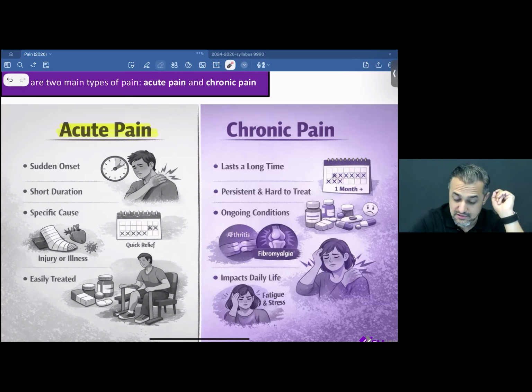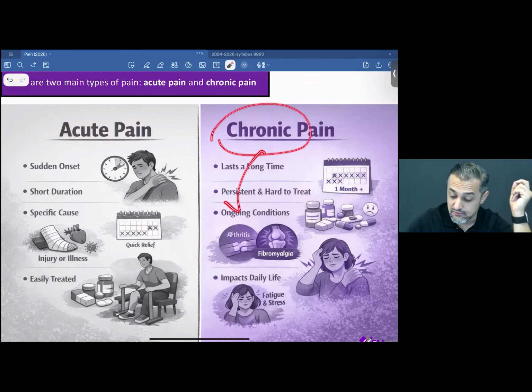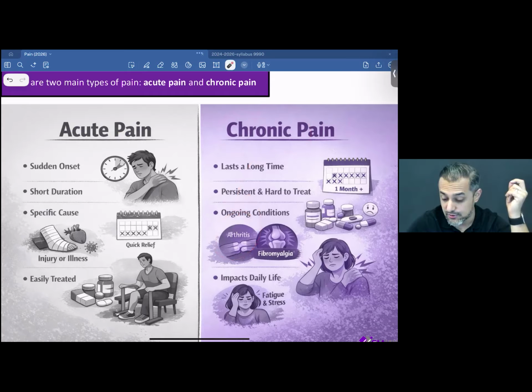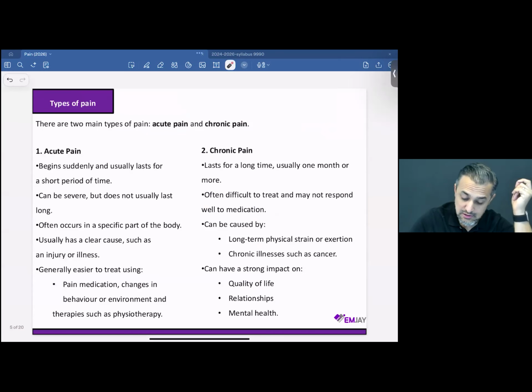So the core distinction between acute pain and chronic pain. Acute pain, for example, like I gave you an example, injury could be an example of acute pain, and on the other hand, arthritis could be an example of chronic pain. Now let's list these down so that it's easier for us to learn.